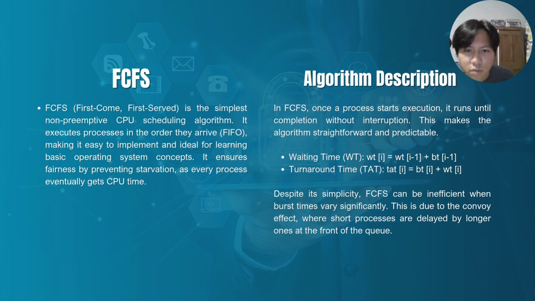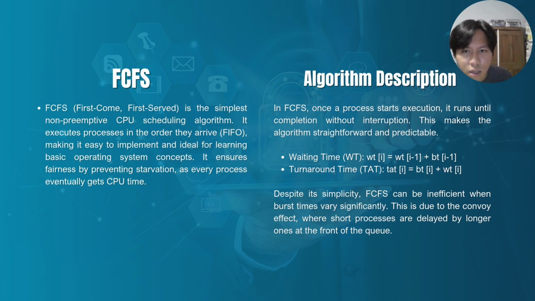The first algorithm used for the experiment for the project is first come first serve. The first come first serve algorithm is the simplest non-preemptive CPU scheduling algorithm. It executes processes in the order they arrive. That means if they come first, they get served first. It's easy to implement and ideal for learning the basic operating systems concepts.